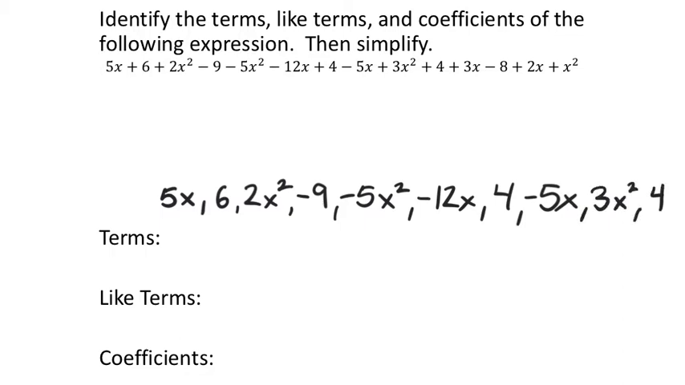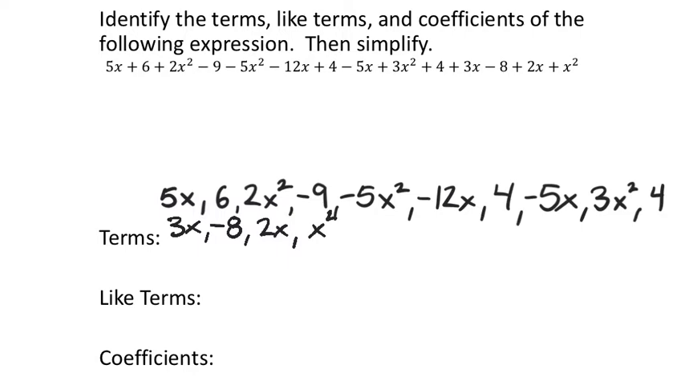And then a 4. Kind of ran out of space there. Then I see I have a 3x. Then a -8. Then a 2x. And then finally, the one at the tail end there, again, it's positive x squared because of the plus sign. That makes it positive. All right, so we did list all the terms. Now I'm going to go into like terms.